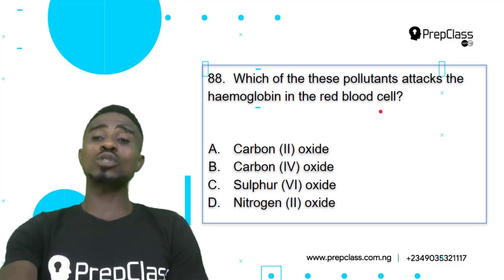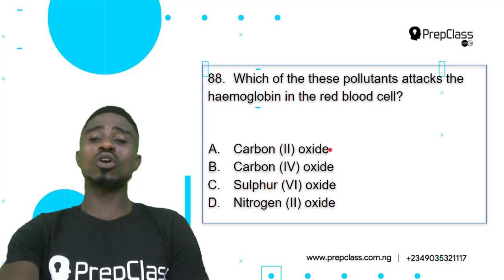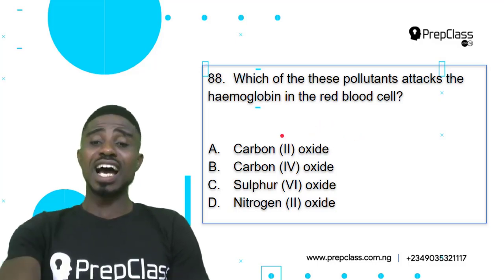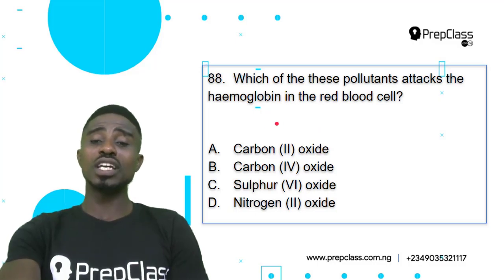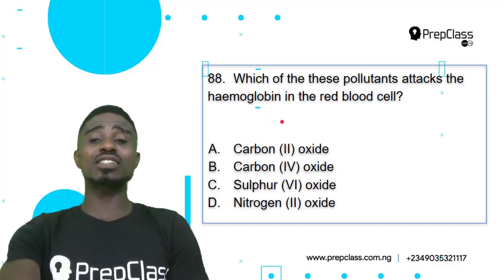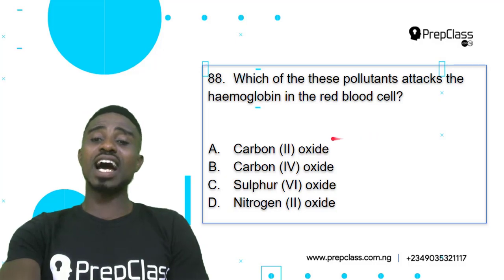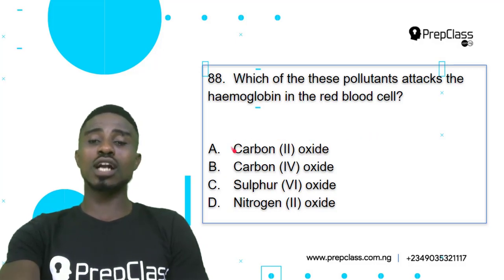Now, one of these options attacks hemoglobin. And what does it do to hemoglobin? It takes off the oxygen in the hemoglobin. And if that continues, with the reduction of the oxygen in the hemoglobin, the individual might slump, and if not being administered to, the individual might die. And the option that does this is carbon 2 oxide, also known as carbon monoxide.